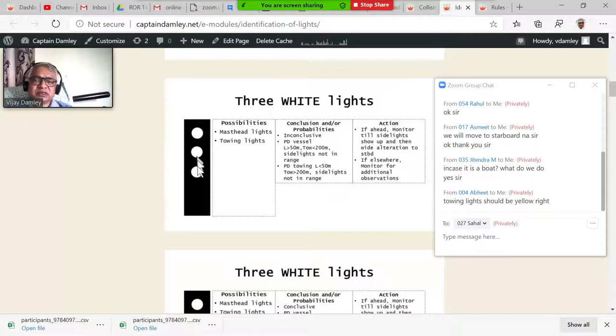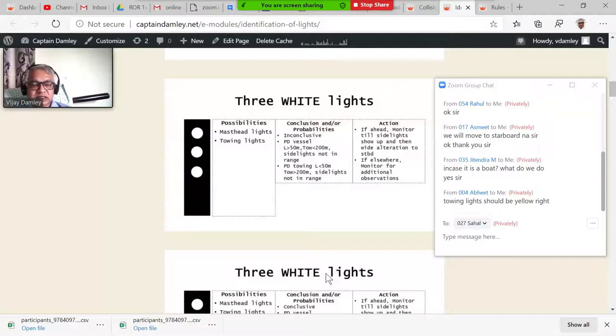Because in this case, you see the ship may be towing something, but she need not be constrained. So she is not restricted in her ability to maneuver, because I cannot judge from these lights. But if I have to take action, I assume it is just coming down on me. Rule number 15, I alter to starboard.